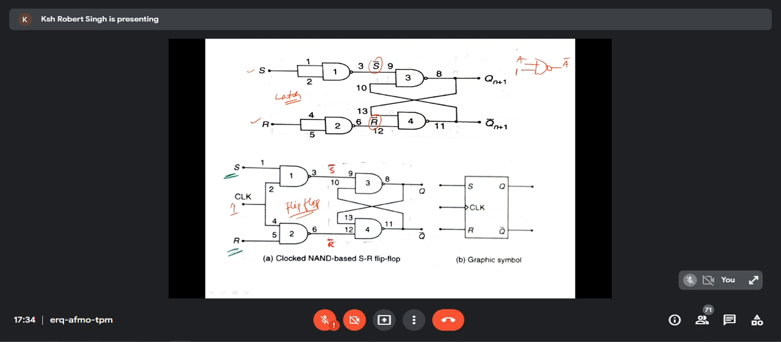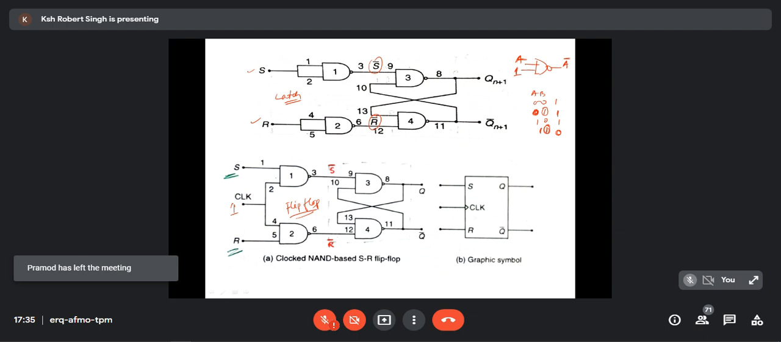So in a NAND gate, suppose you have two inputs, A and B: 0 0, 0 1, 1 0, 1 1. 0 0 gives 1, 0 1 gives 1, 1 0 gives 1, 1 1 gives 0. This is the NAND gate. So when one of the inputs is 1, the output is nothing but the opposite of the other input A. That means A bar. So it's very good.